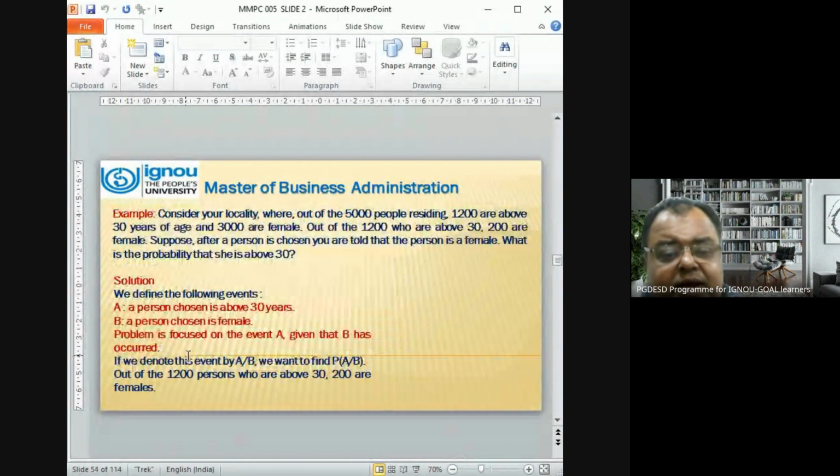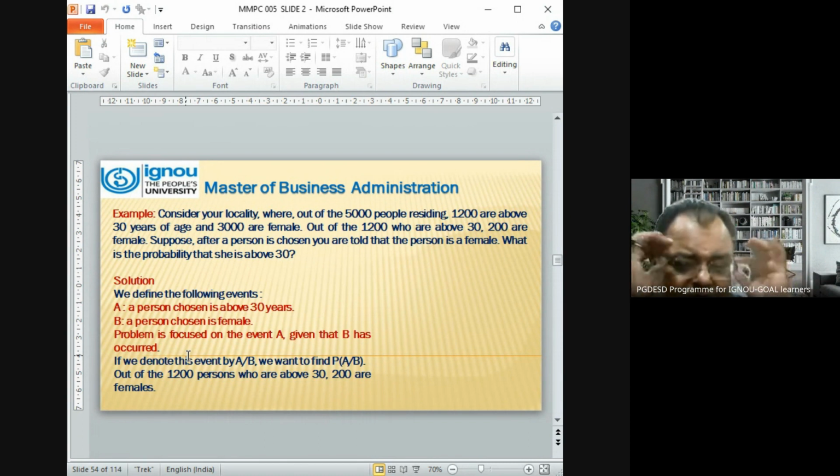Now, consider your locality where out of 5,000 people residing, 1,200 are above 30 years of age and 3,000 are female. Out of the 1,200 who were above 30, 200 are females. Suppose after a person is chosen, you are told that the person is a female. What is the probability that she is above 30? Read this question very carefully. What does that indicate? What is given and what has to be found?